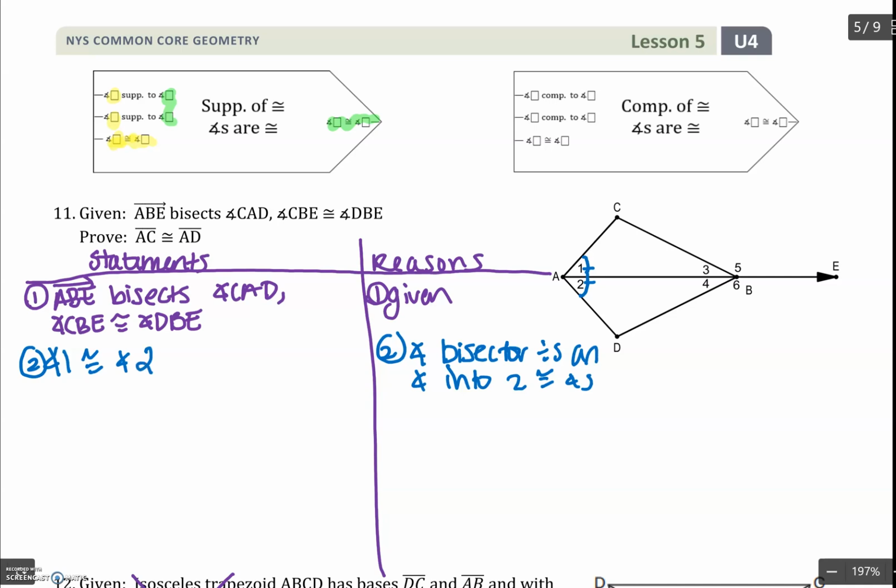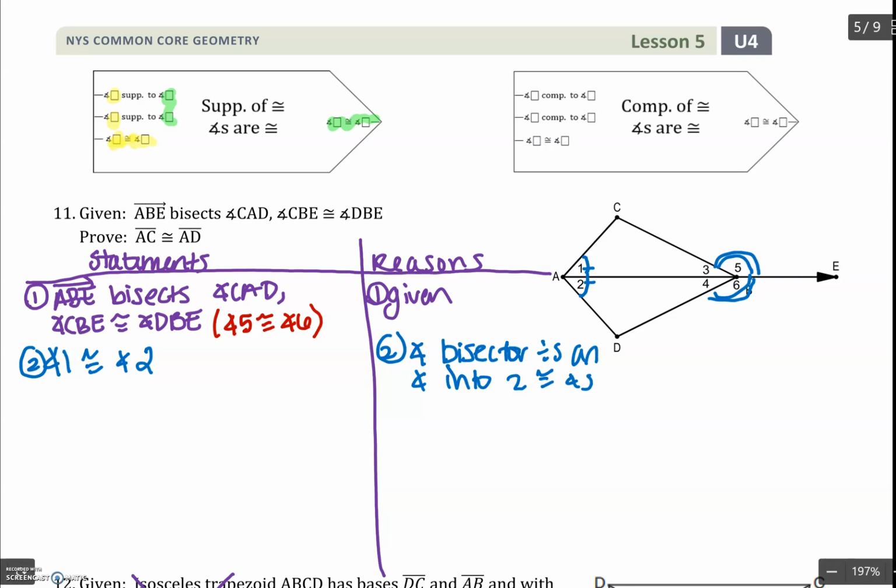And then we also have this other given that angle CBE, which is out here, it's angle 5, is congruent to angle DBE, which is out here, it's angle 6. I'm actually going to put those in parentheses right here and rename them because that's easier to write. Now that's not an angle pair for these triangles because those are outside of the triangles. So I can't use those as an angle pair like I could with 1 and 2.